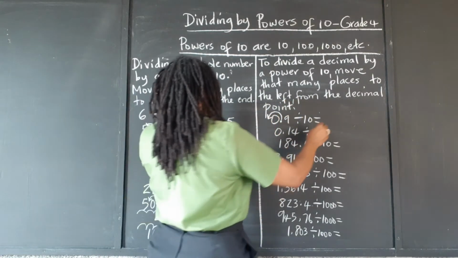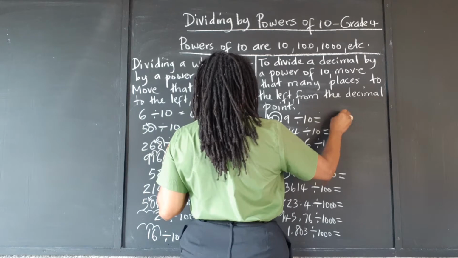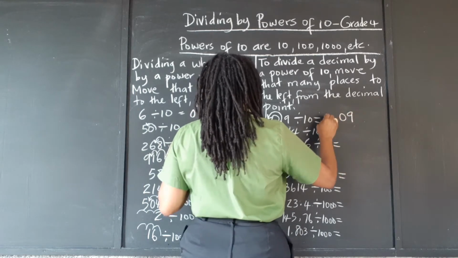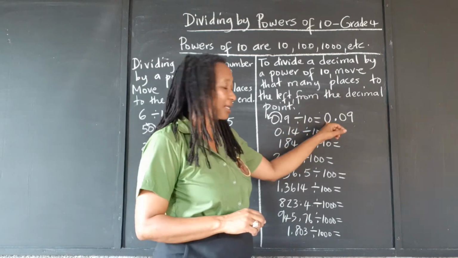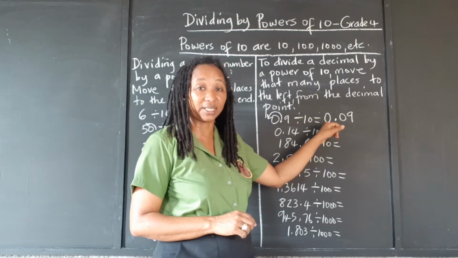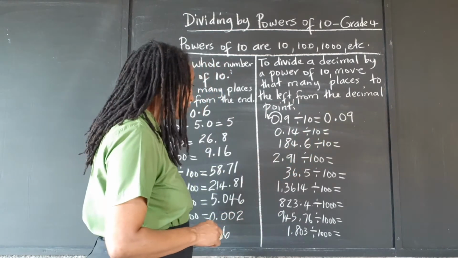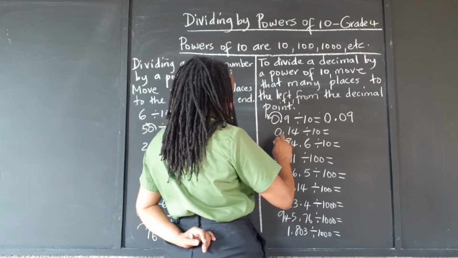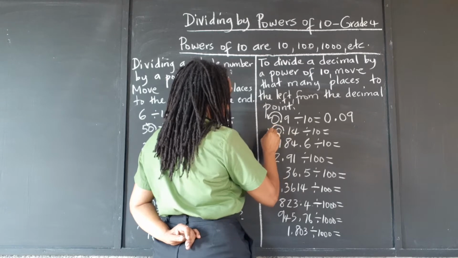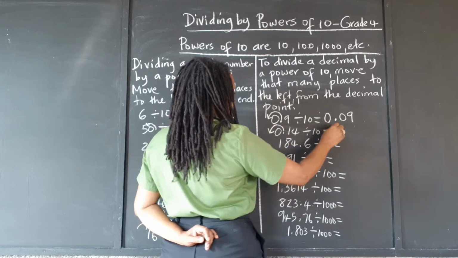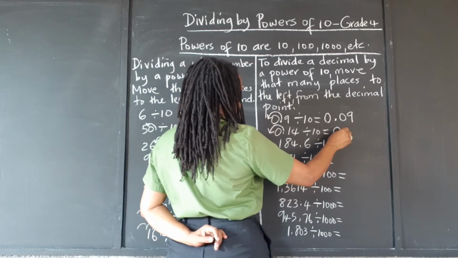So now it's going to be 0.09, and of course we show that there is no whole number, so we're holding the space of the whole number with a 0 as a placeholder. Here we're dividing 0.14 by 10, so we move 1 place to the left. So that's going to become 0.014.